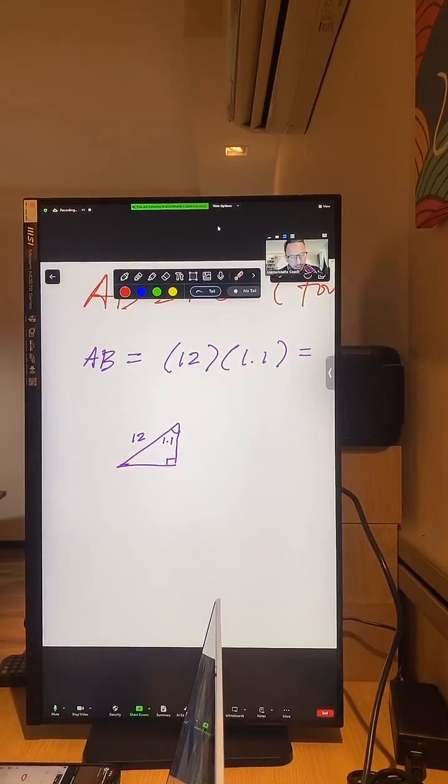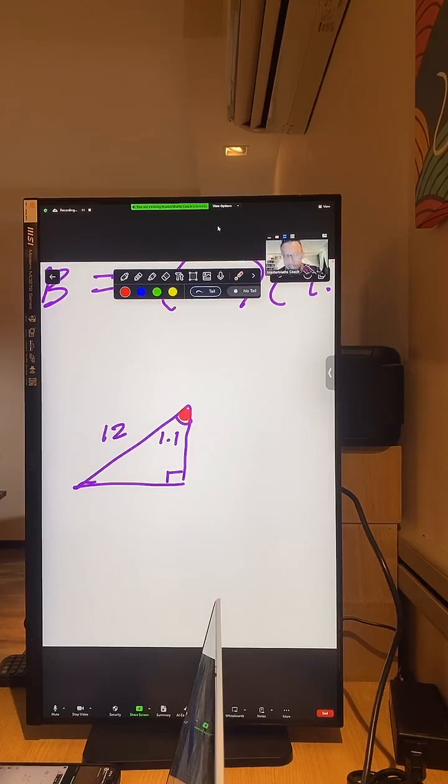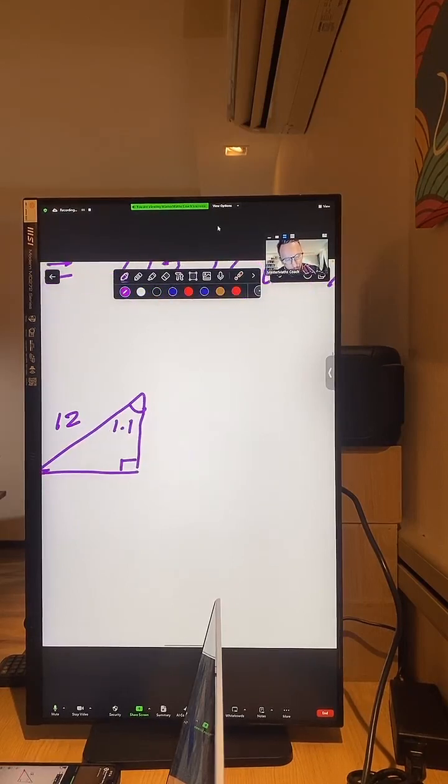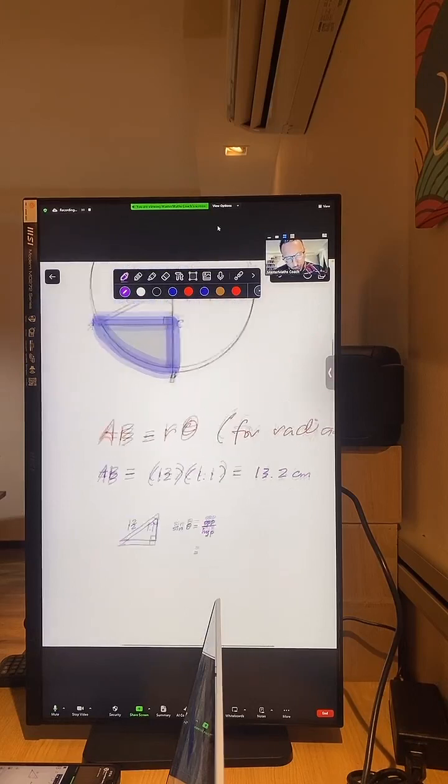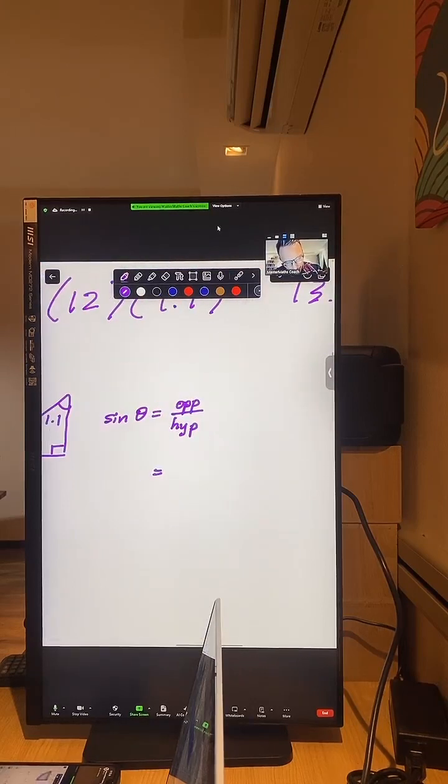Okay, to find this side, if this is my angle and this is my hypotenuse, this will be my opposite side. Opposite and hypotenuse, we use sine. So sine theta equals opposite, OPP, over hypotenuse, HYP. Okay, you all see that? The opposite side is the one we want to find, so we label it AC. And the hypotenuse is 12 cm.